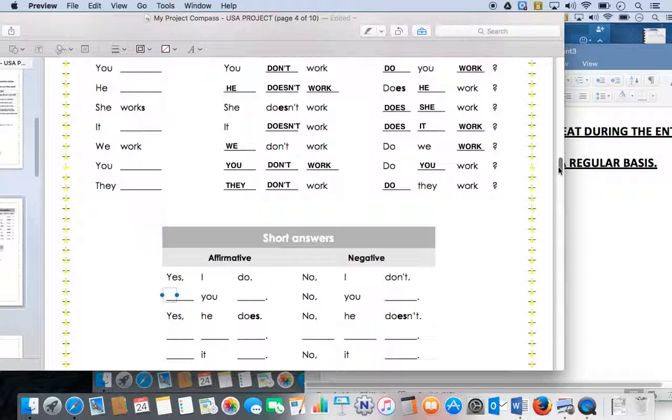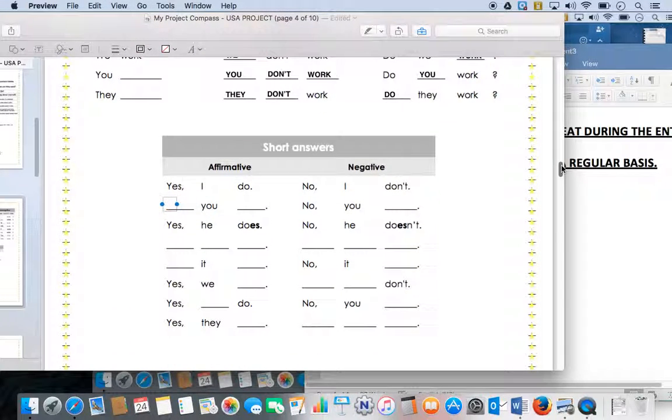So, did you finish? Yes, I finished. Or do you live in Montreal? Yes, I live in Montreal. So here's just going through. Yes, I do. Yes, you do. So just drawing your attention to the fact that we're talking about affirmative. So if I say, do you work in Montreal? Yes, I do. Okay, so this is the affirmative.